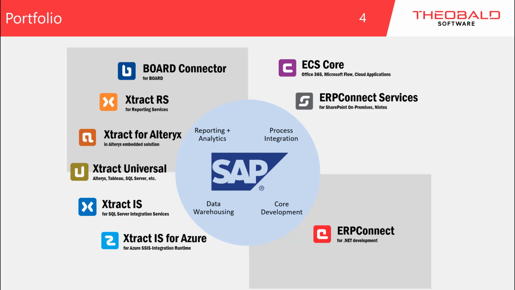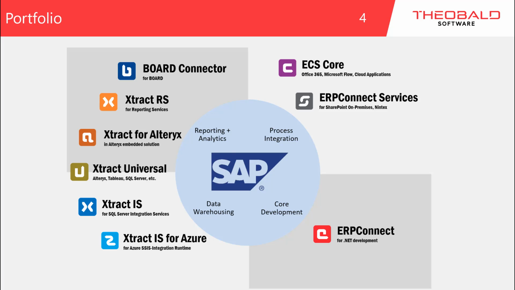Let's have a look at our product portfolio. This session is about SAP process integration with the cloud, in this case the K2 cloud platform. Let me quickly explain what process integration is about and how it fits into our product portfolio. As you can see, we have a broad selection of different connectors for SAP integration. In the upper right corner, there's our process integration connectors, ERP Connect Services and ECS Core. ERP Connect Services is for SharePoint on premises only, and ECS Core for cloud environments in general.